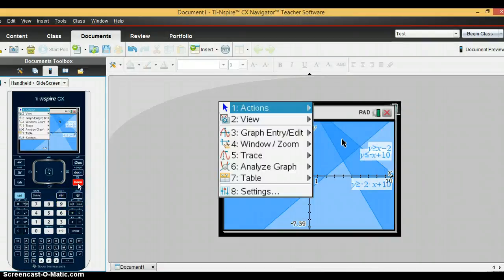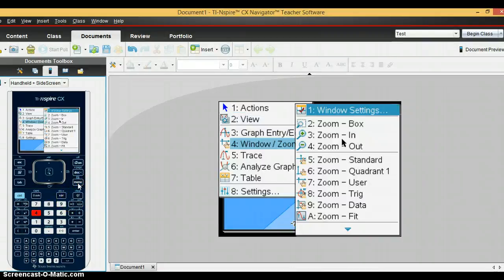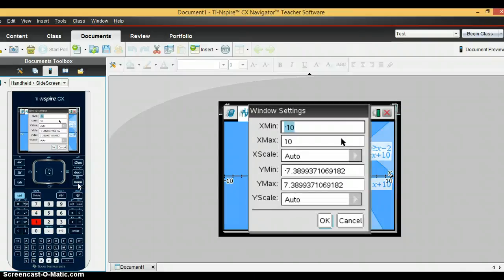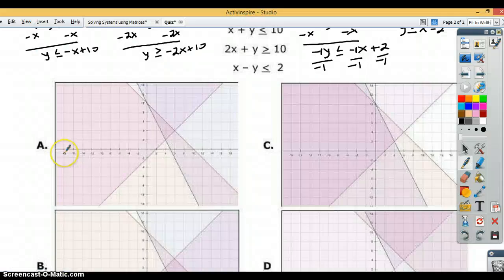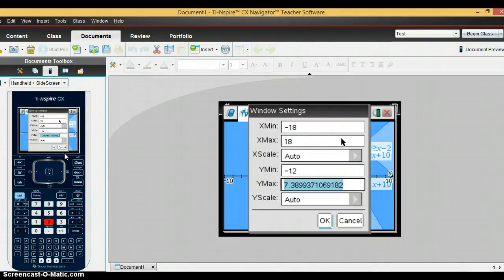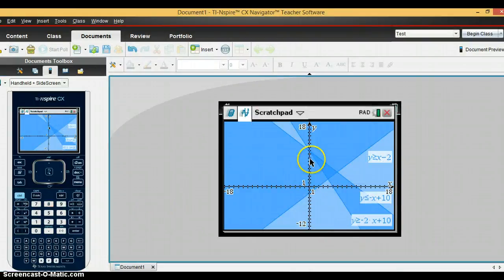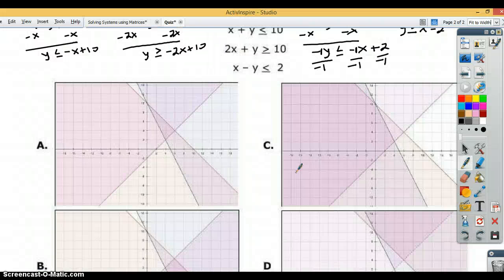If we do menu and we go to 4, window, we want to change the window settings. So the x is going out to negative 18 on that side. On this side it's going out to positive 18. And then for the y, it looks like it's going down to negative 12 and then up to positive 18. So when I change that, now I get a much better view and it looks a little bit more like what we had. So the answer to this one is A, which we were able to figure out because of this shading right here.